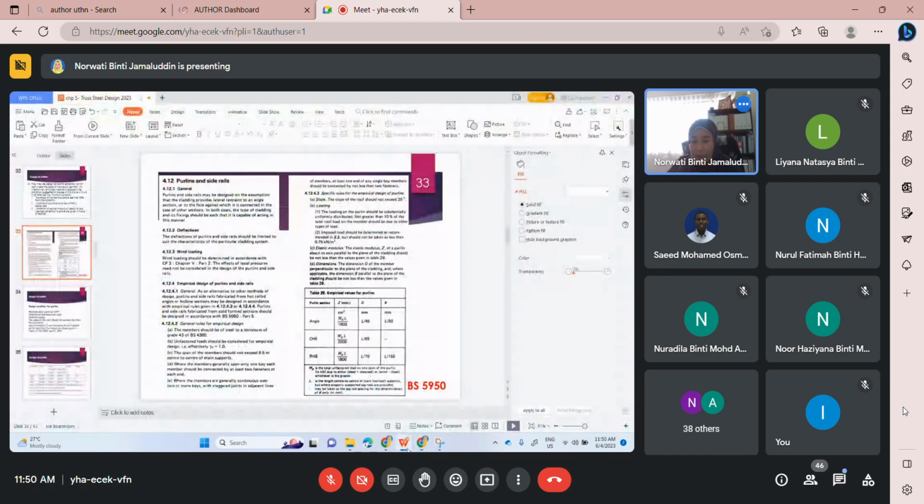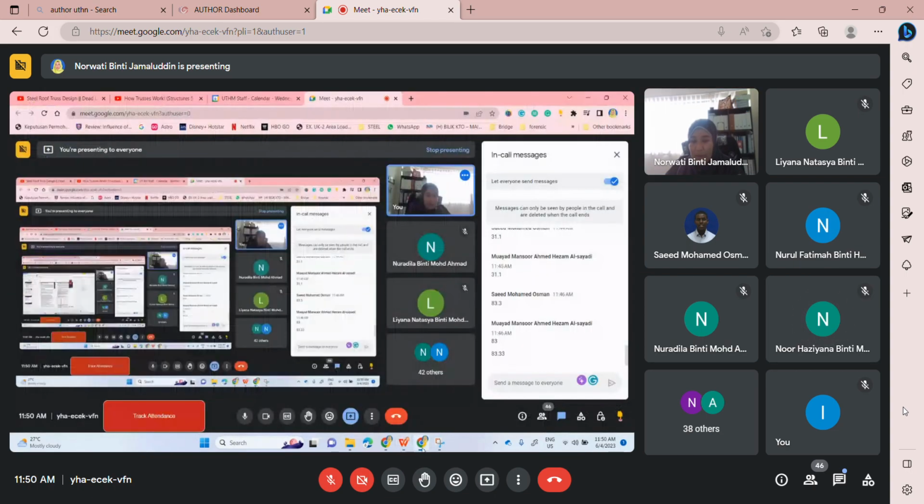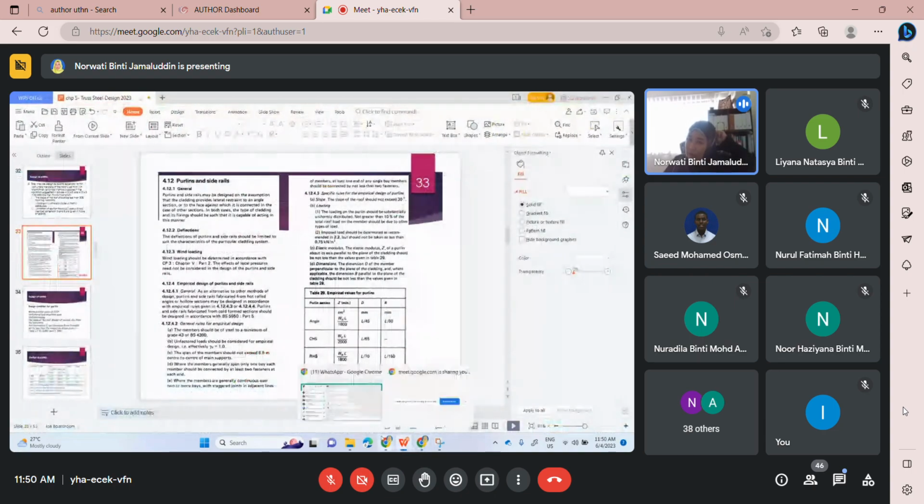Boleh? Clear, doktor. Boleh tadi clear tak? Ada sangkut-sangkut ke?